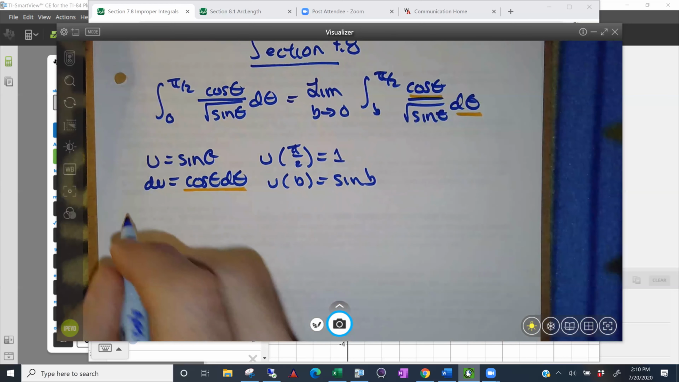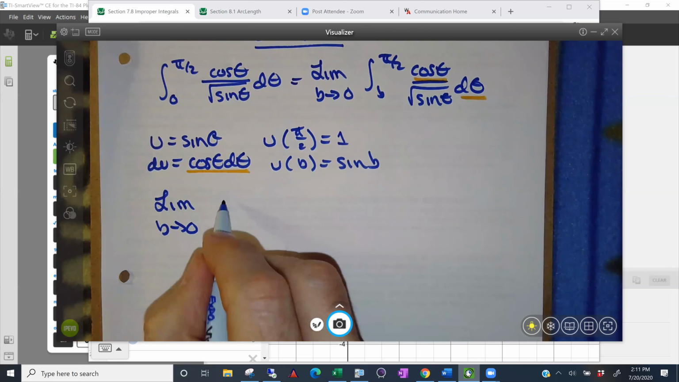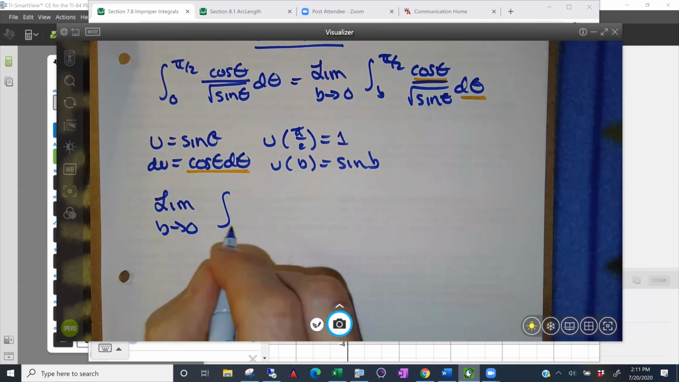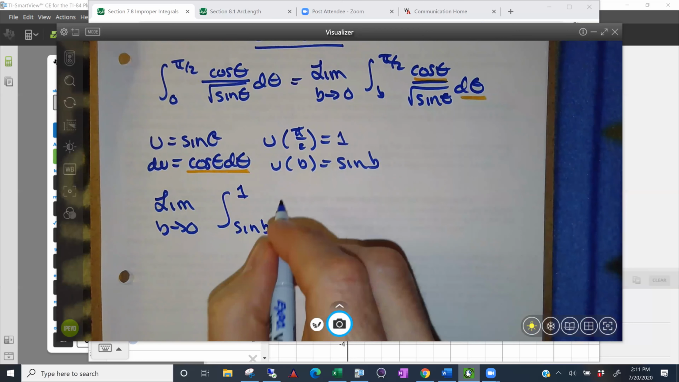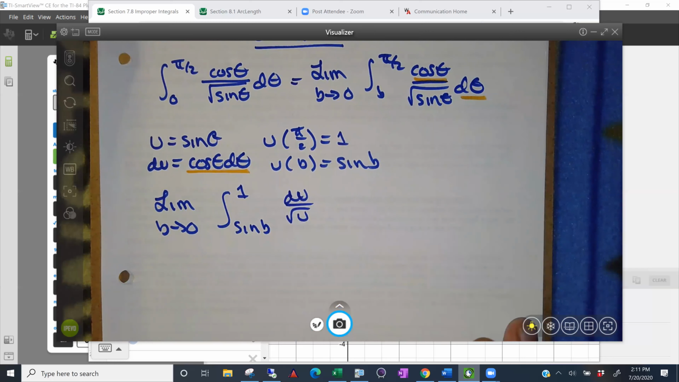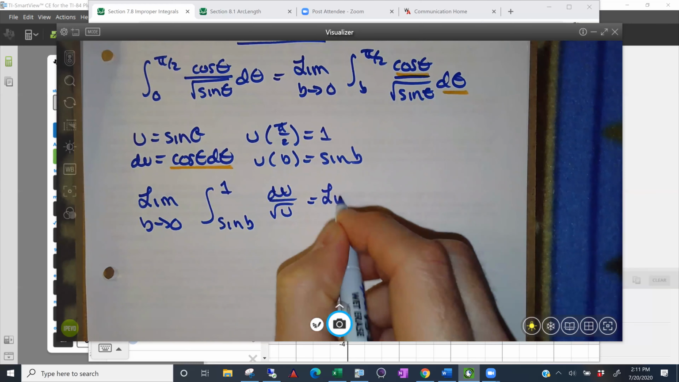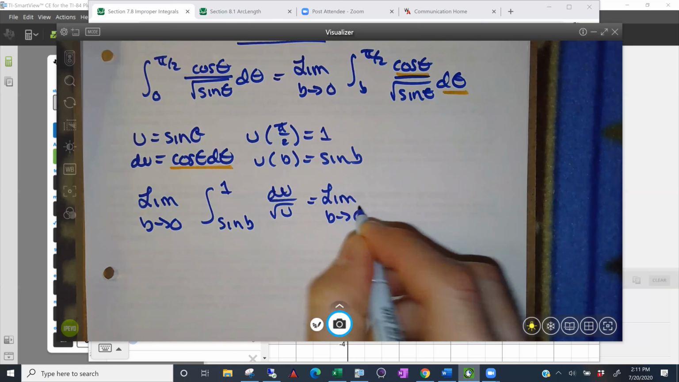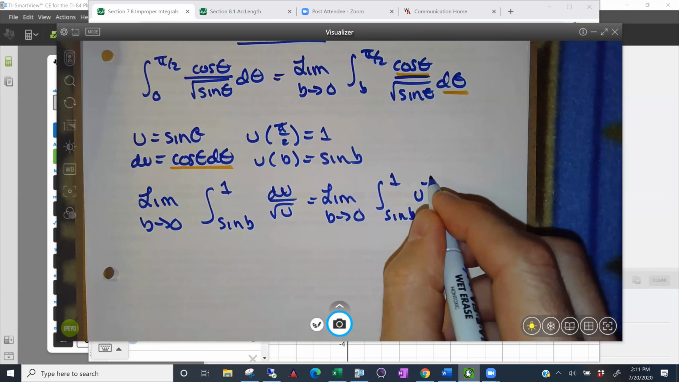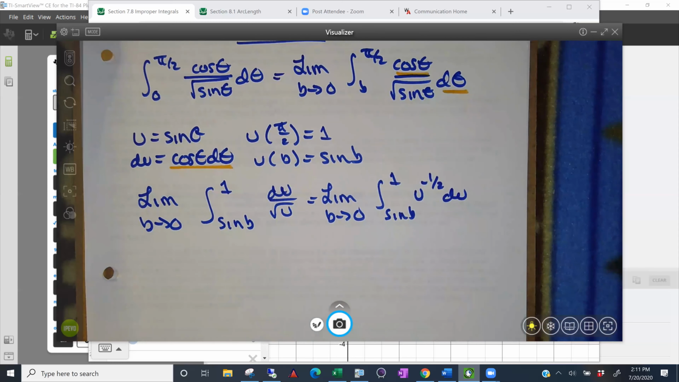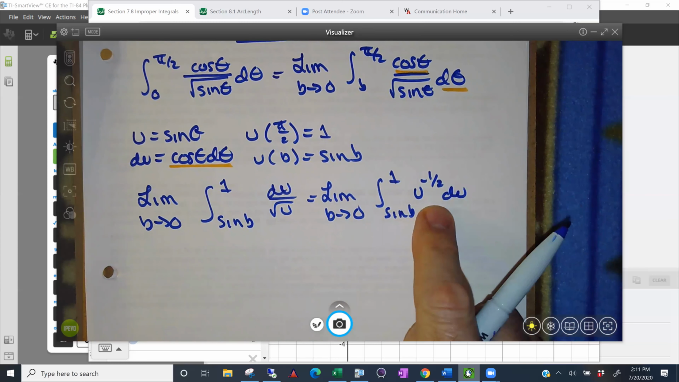Let's rewrite my limit now. That's going to be the limit as b approaches 0 of the integral between sine of b and 1, that's my du term, over the square root of u. Looking a lot simpler, although not as friendly as I want just yet. So let me rewrite the integrand as u to the negative 1/2 du. And that looks a little bit more workable. I think I can find the antiderivative of that one.